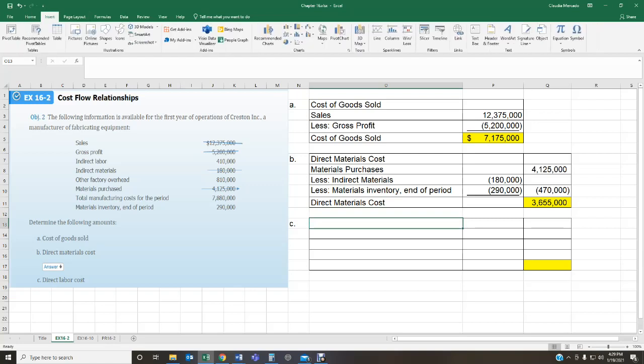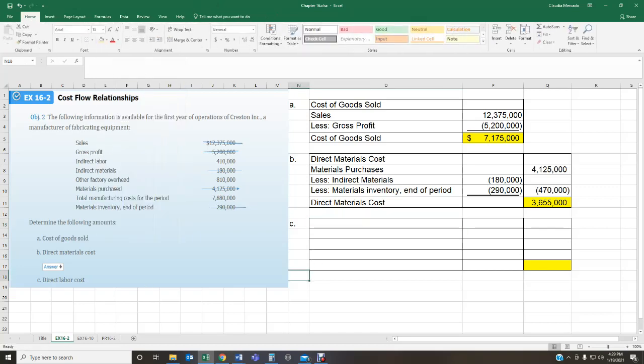So let me go ahead and mark this last one we have here because I used it. Okay. So then the last thing they're asking us to do is to calculate our direct labor cost. Okay. This is a little bit more tricky. So what do we have for labor? Well, I've got indirect labor of 410,000. Anytime you see indirect labor, indirect materials, those are factory overhead costs, okay? So indirect labor is factory overhead. Then we have other factory overhead of 810,000, so that's factory overhead as well.